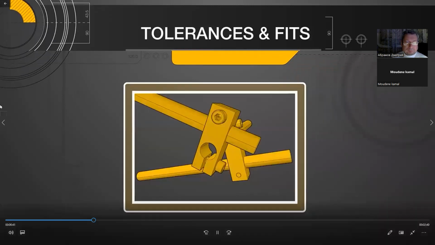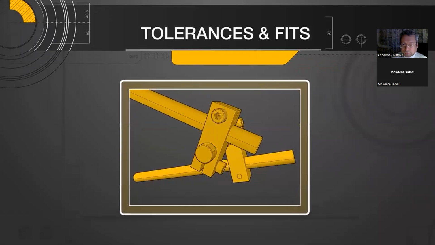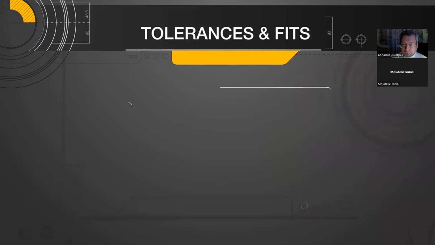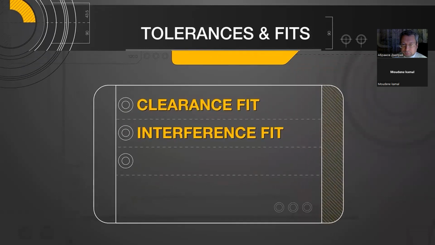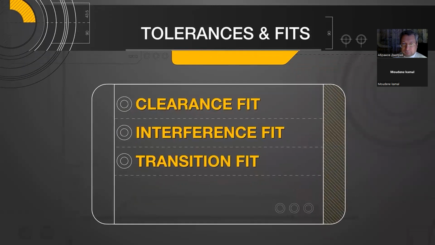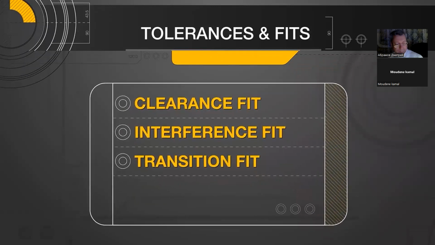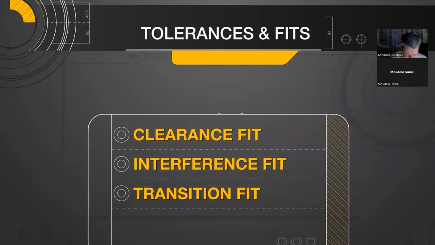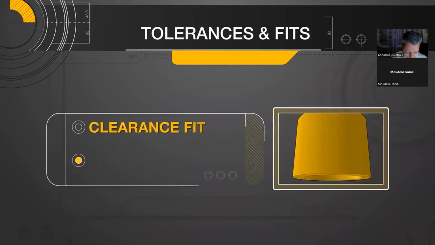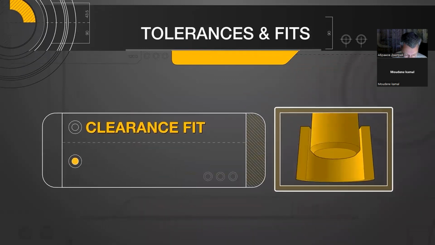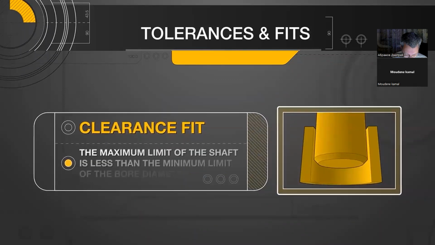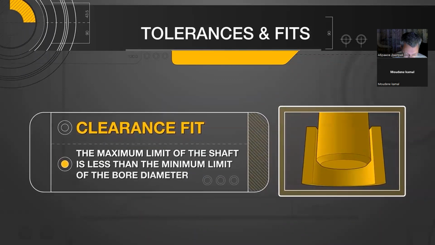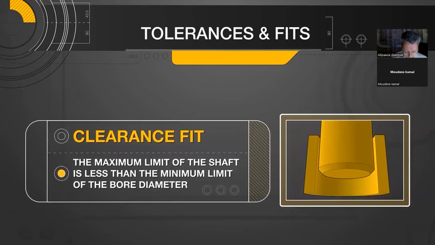When tolerances are combined between a shaft and bore, they can be classified into 3 categories known as fits. The clearance fit, interference fit, and transition fit can either assist in assembly or prevent them from being disassembled easily. A clearance fit ensures a shaft can be freely inserted into the intended bore. This generally means the maximum limit of the shaft is less than the minimum limit of the bore diameter.